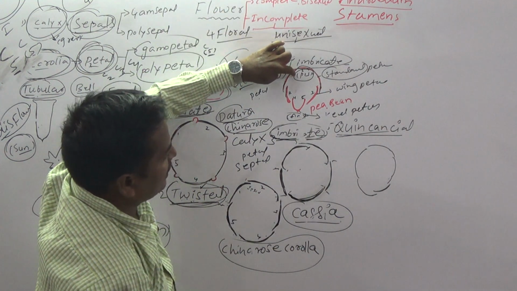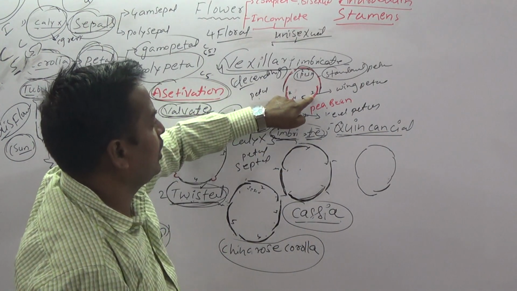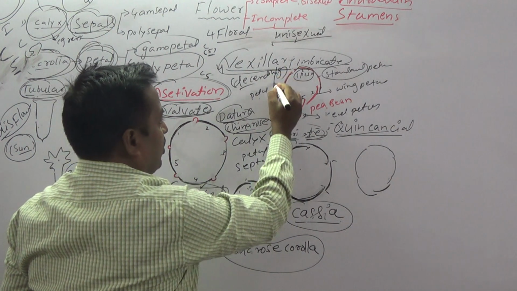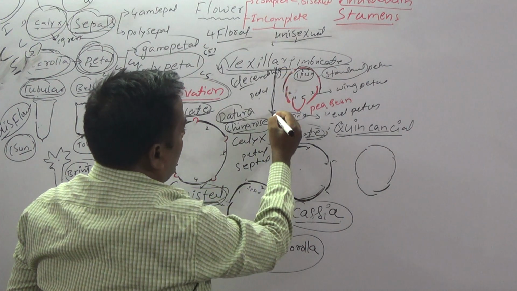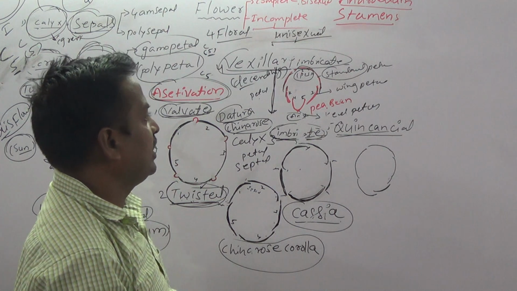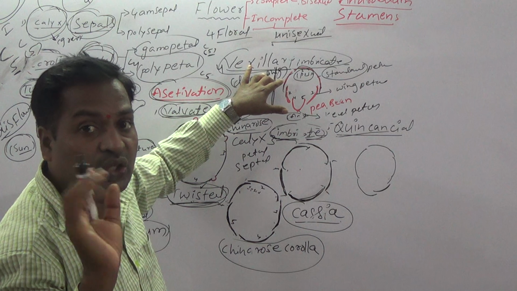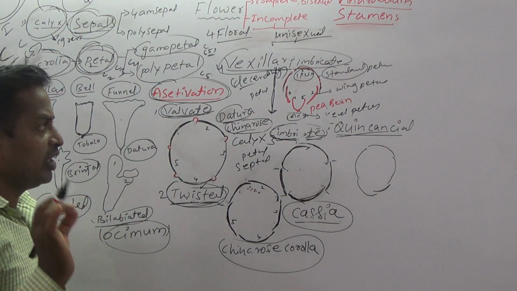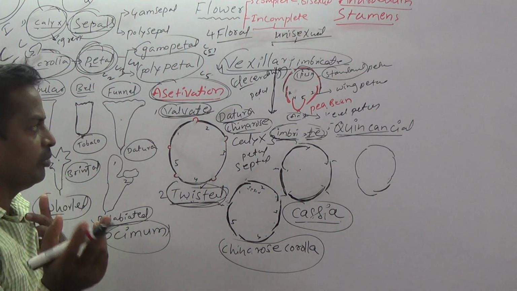So the first one overlaps the second and third, and the second and third overlap the 4th and 5th. So the overlapping goes from posterior to anterior. This is vexillary imbricate estivation. This type of corolla is known as papilionaceous corolla. Very important, students: papilionaceous corolla is commonly reported in the Fabaceae, bean family, or Leguminosae family.